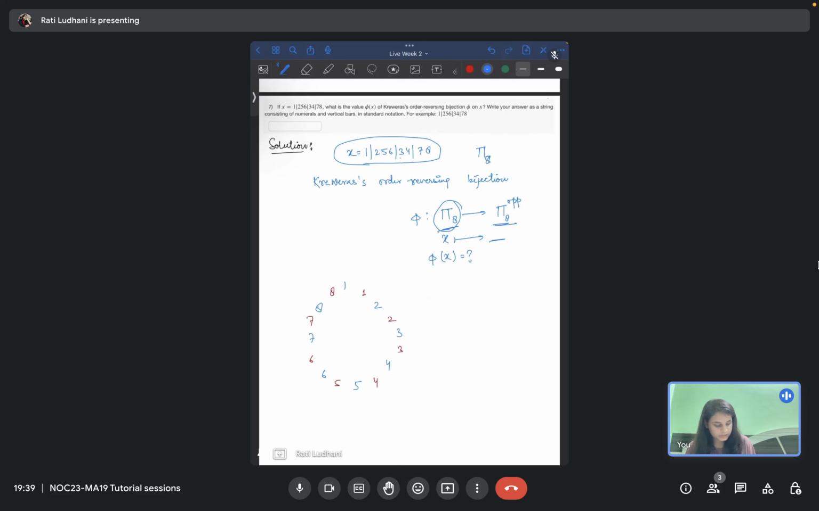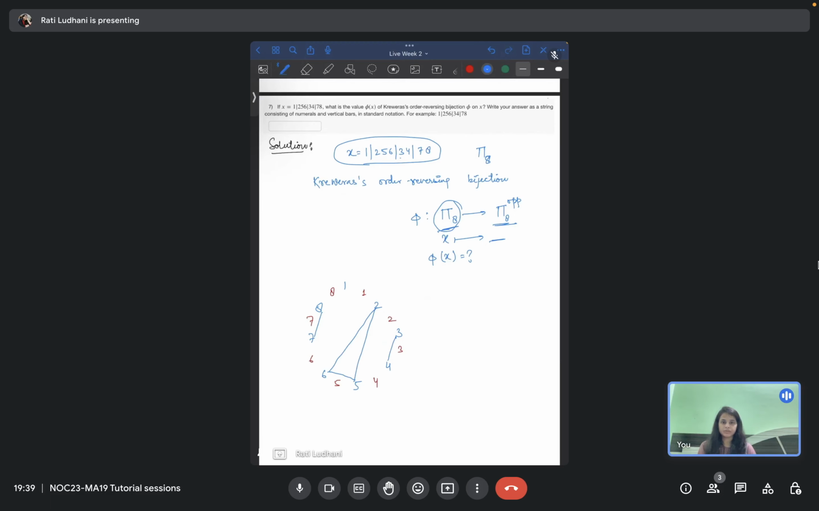So 2, 5, and 6 are in the same block, so 2, 5, and 6 will be connected, 1 is separated, and 3 and 4 are in the same block. So 3 and 4 are connected. Now 7 and 8 are connected. So this is like that. The blue thing is showing what your x is.